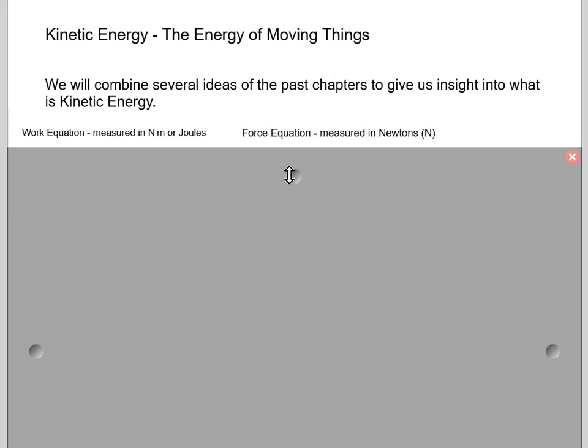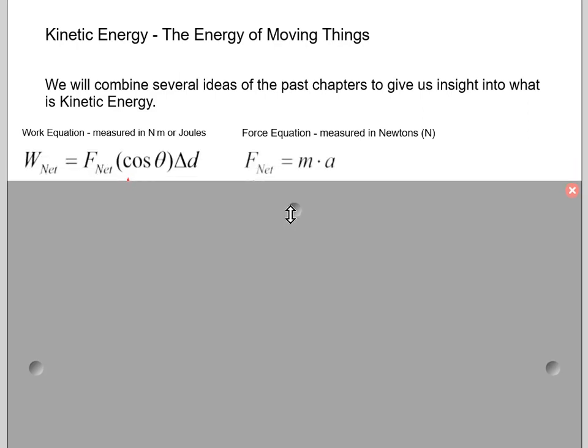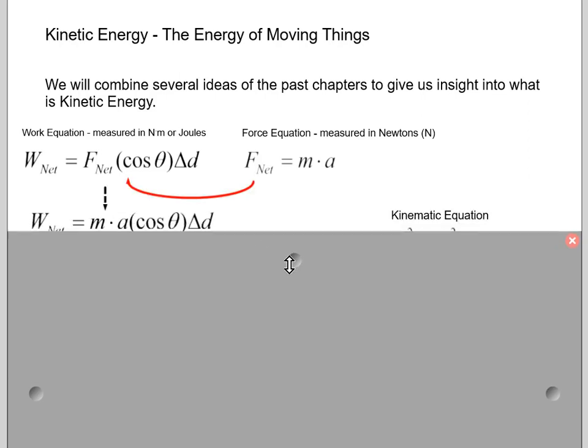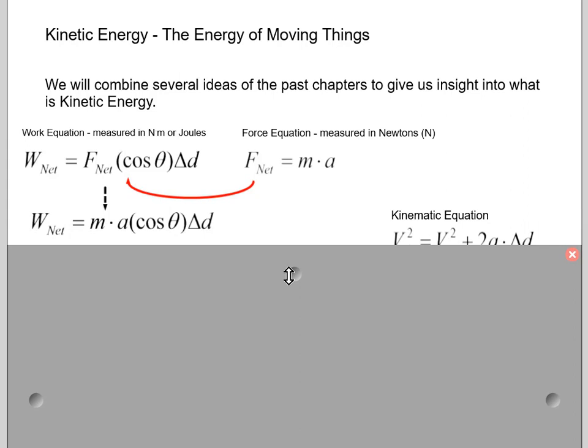Okay, so if we start with our work equation, which is measured in Newton meters or joules, those are one and the same. And if we take our force equation, measured in newtons. Okay, so there's our work equation. We've got the cosine in there in case they're at angles. We'll simplify that out in a minute. We have our F net expression, F equals ma. Okay, and what we're going to do is we're going to bring those two together. So you can see right here that the F net gets replaced with ma. And so I have this new equation that's starting to develop.